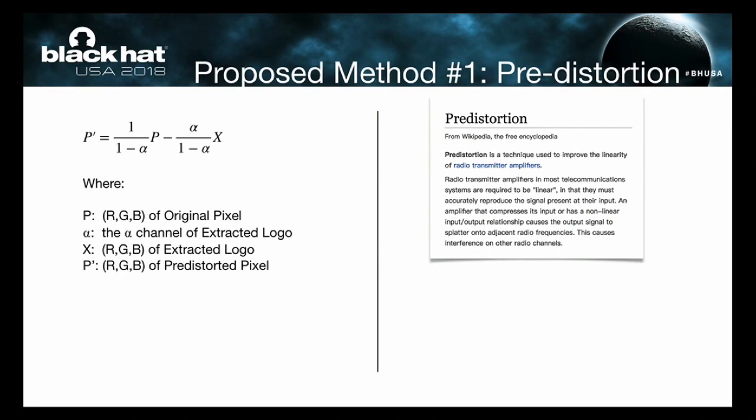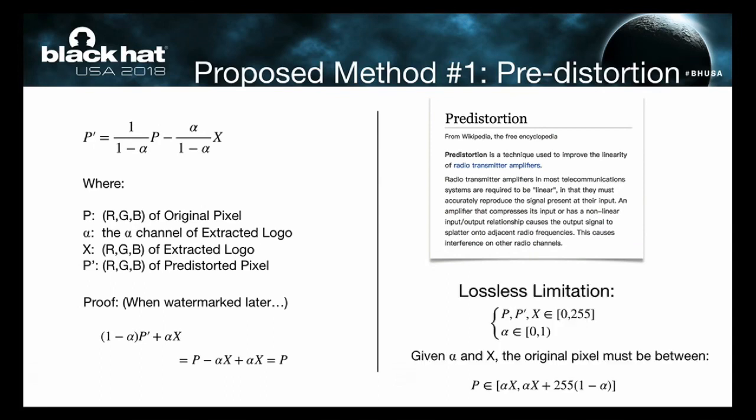So let's see the left. P is the original pixel, the vector of RGB, and alpha is the transparency metric. So we get the equation, where P' is the pre-distorted pixel. Let us prove this, when P' is watermarked later. Remember the equation? We multiply it by 1 minus alpha, plus the logo multiplied by alpha, which equals P. This is pretty simple.